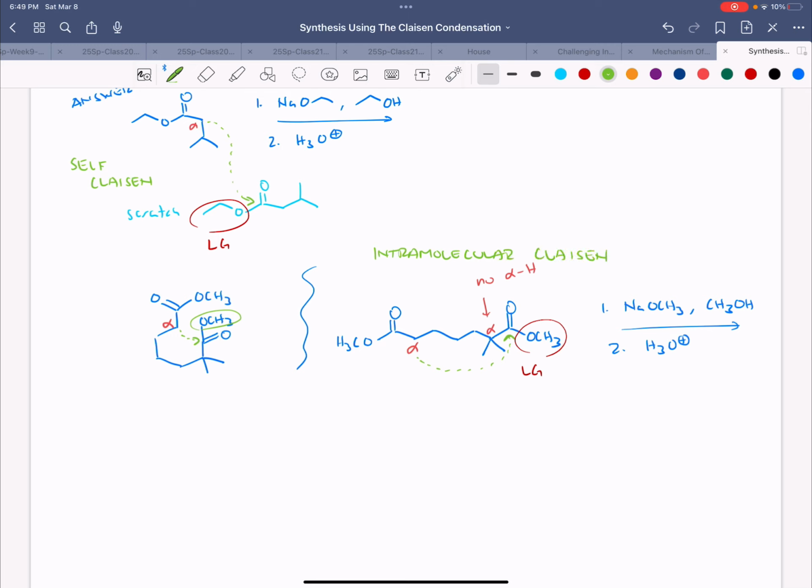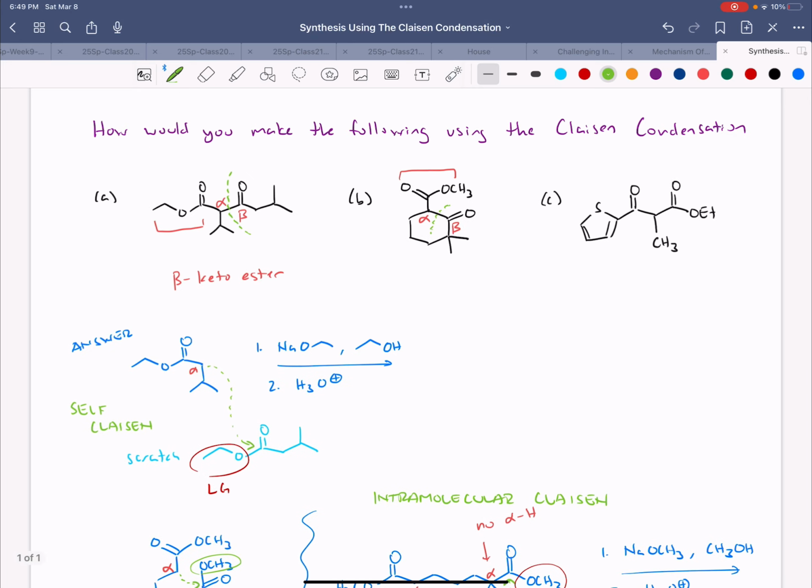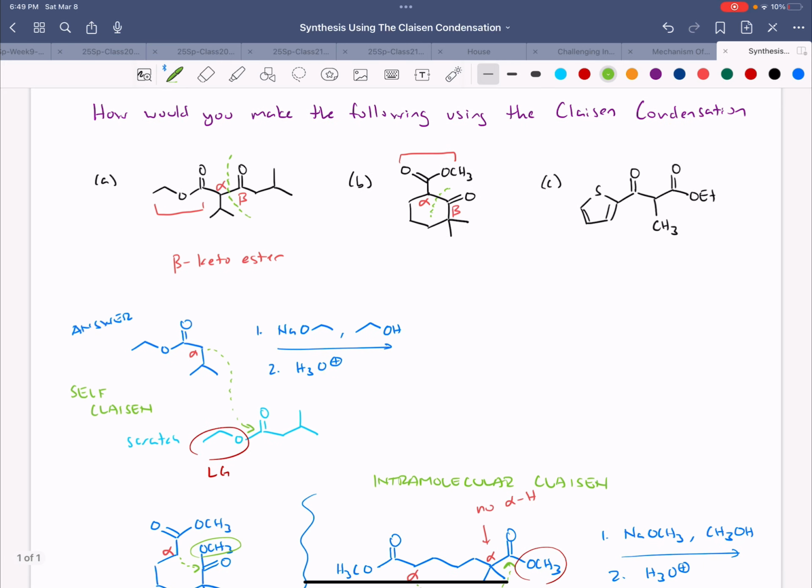I think we have a cross Claisen to do for the last one. Let's do our analysis up here. Again, it's the same pattern. What do we do first for A and B? We identified the ester part. And then we found the alpha and the beta. We understood that in the reaction, the alpha carbon ultimately attached to the carbonyl. So alpha is attaching to beta in this case, in all cases.